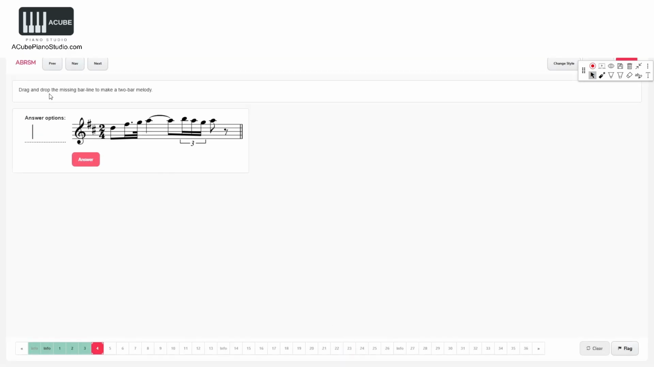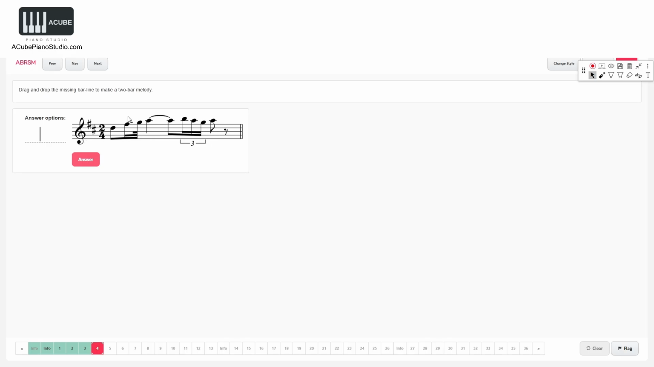Alright, next. Drag and drop the missing bar line to make a 2-bar melody. So we need to drag and drop a bar line. If you look at this, it's quite easy. It is either here, here, here, here, or here. Okay, so let's take a look at this.